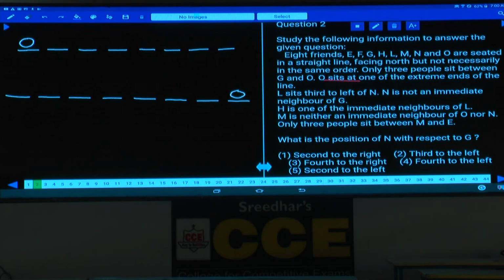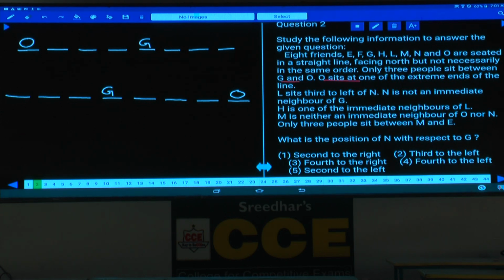And so how many persons in between O and G? Only 3 people between O and G. G will be here. Now only 3 persons between O and G, G will be here. Only 3 people sit between G and O. O sits at one of the extreme ends of the line.